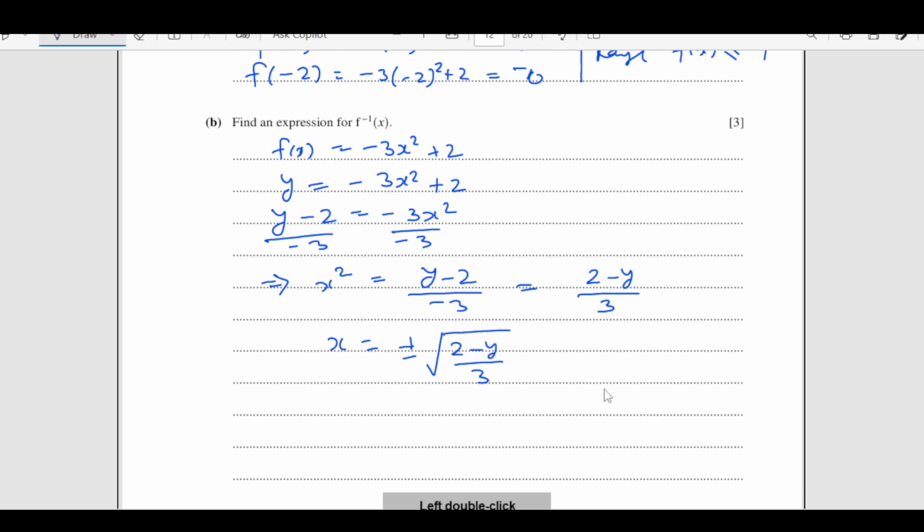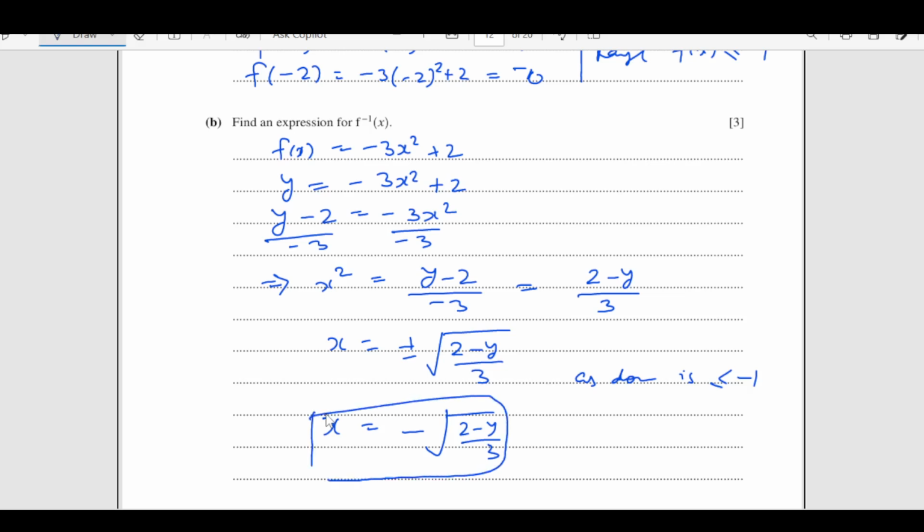Now as the domain is less than or equal to negative 1, so then for x we will take only the negative sign. So x is going to be minus the square root of 2 minus y over 3. So this is going to be the answer.